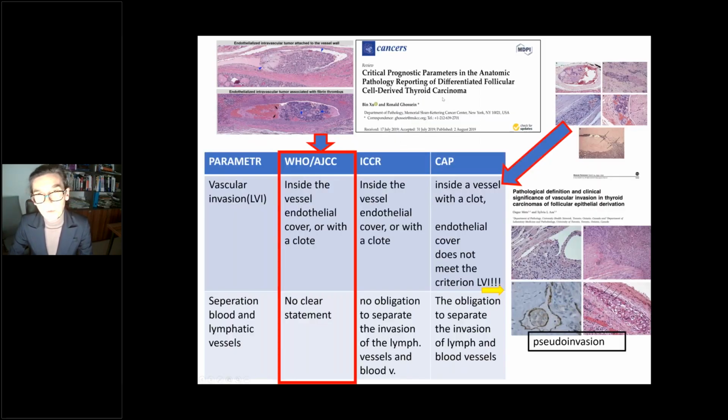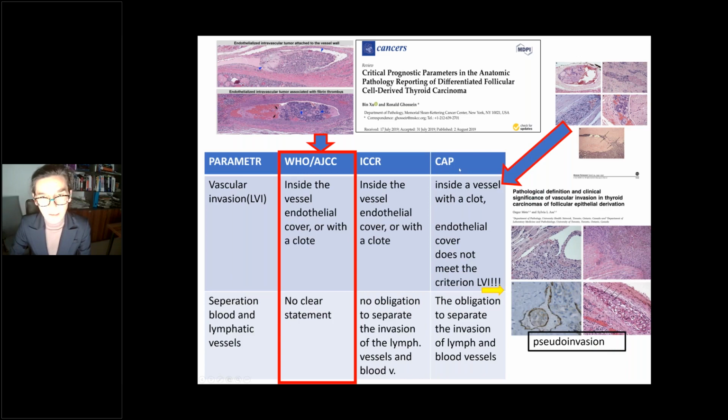And another problem is angioinvasion. There are different criteria for angioinvasion in the WHO classification and in the College of American Pathologists. In the WHO, the criterion for angioinvasion is tumor cells inside the vascular space, with endothelial covering or with clots.